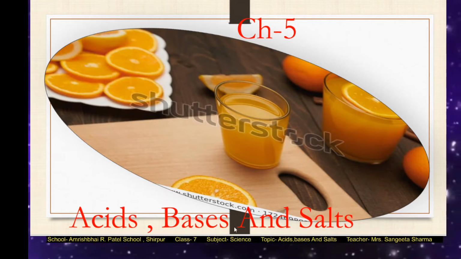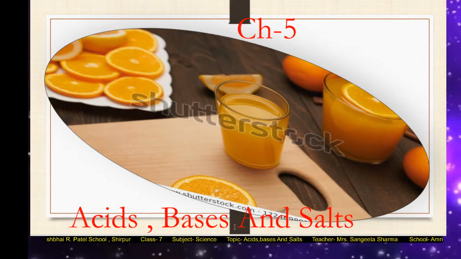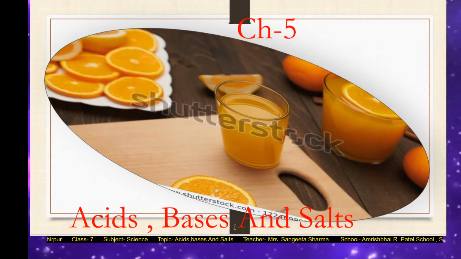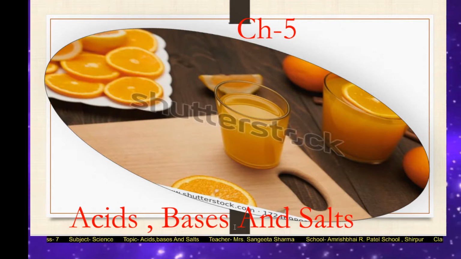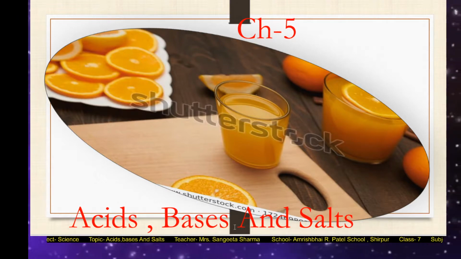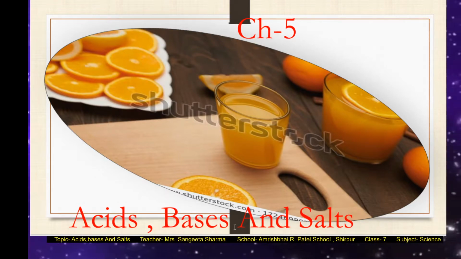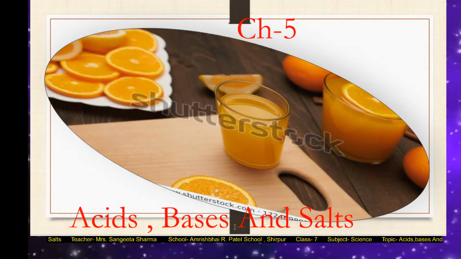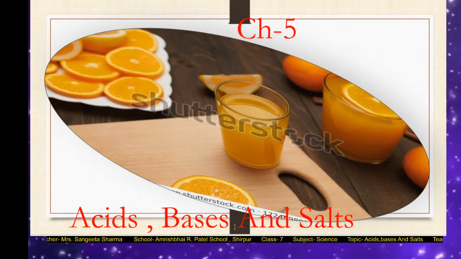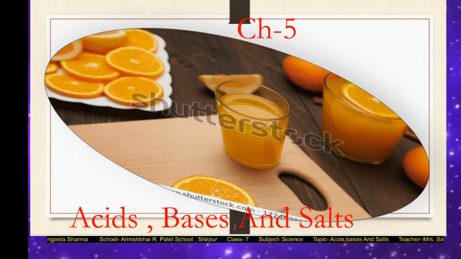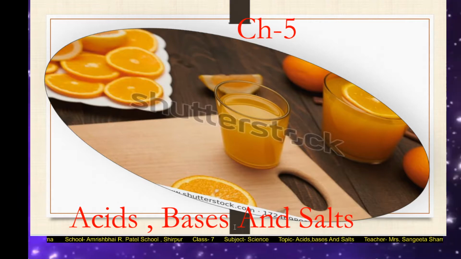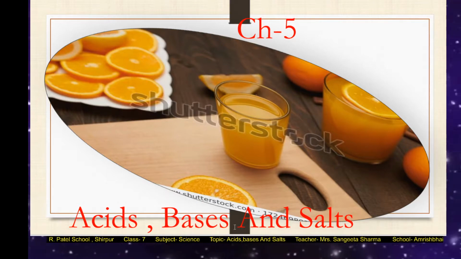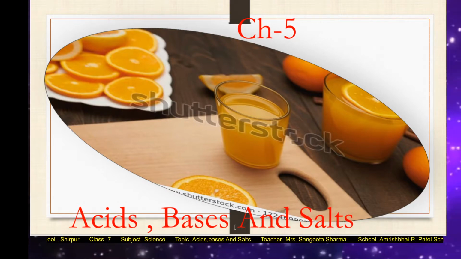Welcome, students. Today we are going to start chapter 5, Acids, Bases and Salts. So in this chapter we will study what are acids, what are bases and what are salts. But before starting the chapter, let me tell you one thing, that we can define acids in many ways. We can say that an acid is a molecule or ion which is capable of donating a proton, or alternatively capable of forming a covalent bond with an electron pair.